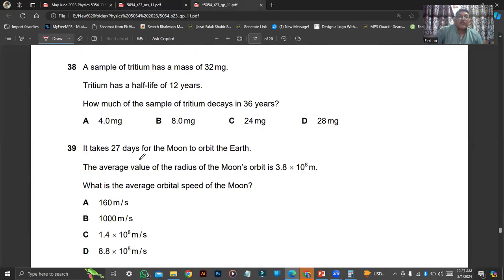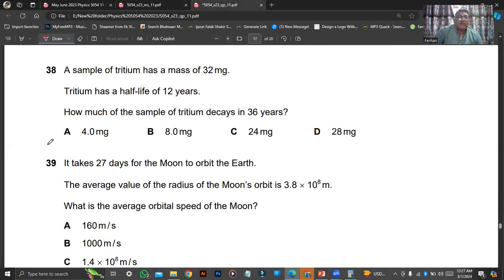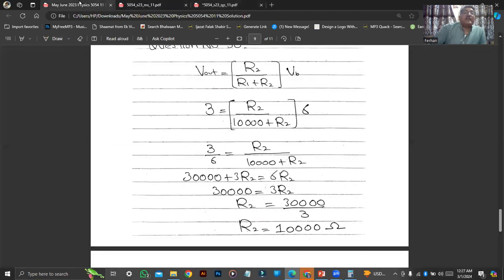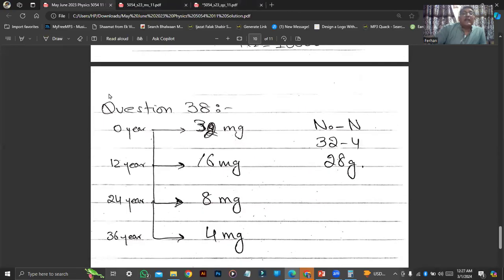Okay, now we are going to question number 38. It says a sample of tritium has a mass of 32 milligram. Tritium has a half-life of 12 years. How much of the sample of tritium decays in 36 years? So if the half-life is 12 years, in 36 years mean how many half-lives? 36 divided by 12, that is 3. So 3 half-lives have passed.